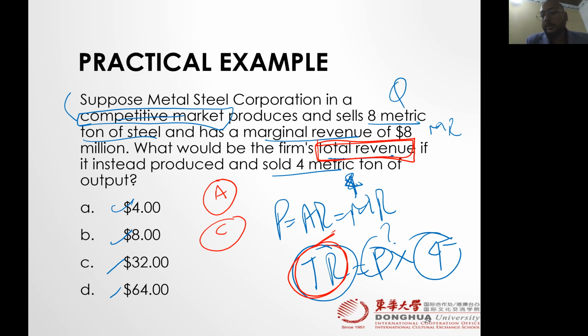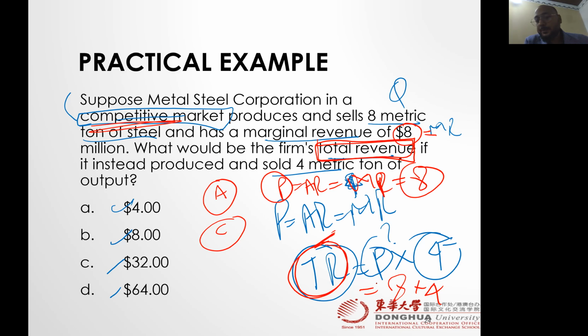So if you want to find out the total revenue, what is the price? What is the price here? We have MR, MR is 8. And this market is a competitive market. In a competitive market, price, AR and MR are the same. MR is equal to 8. It means AR is equal to 8 and price is equal to 8. 8 multiplied by 4. What is the answer? Sufyan, now you understand? D. It is. Yes, sir.